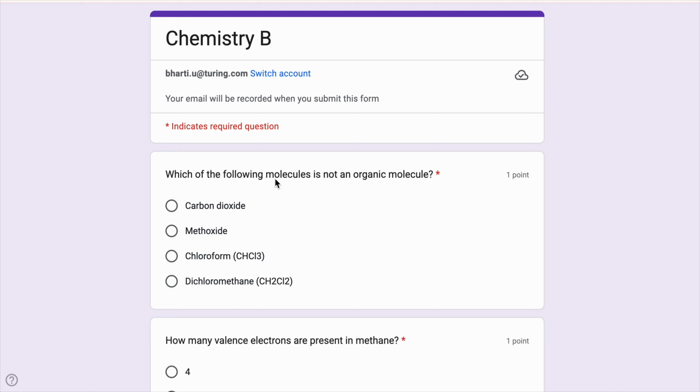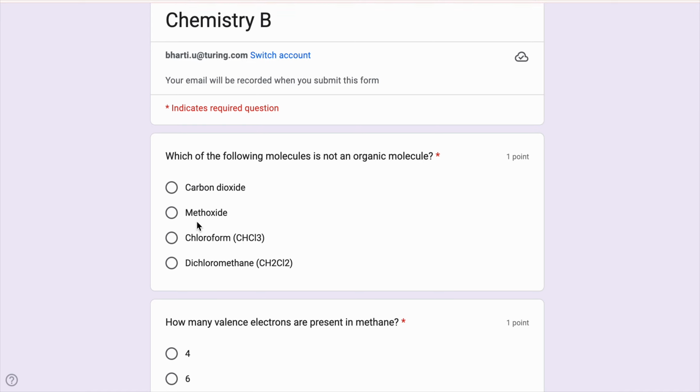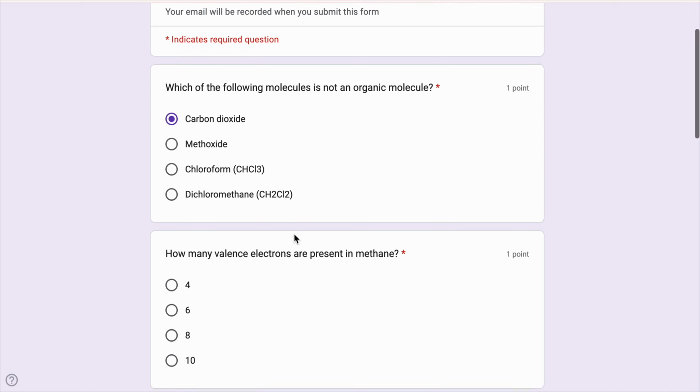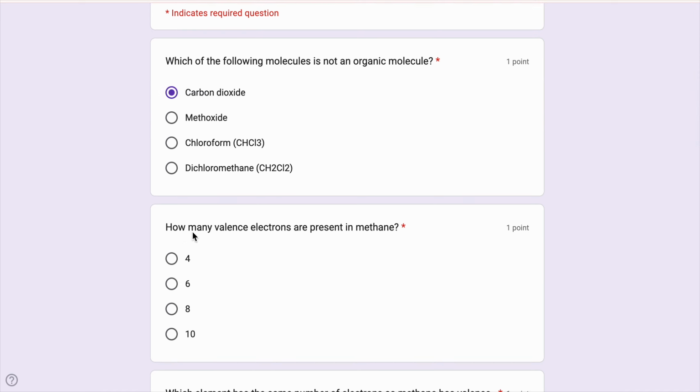Which of the following molecules is not an organic molecule? Carbon dioxide. How many valence electrons are present in methane?